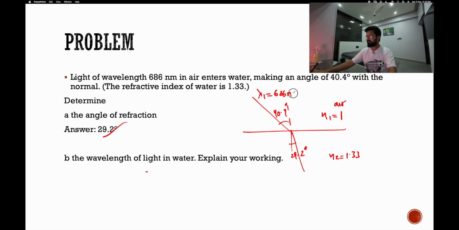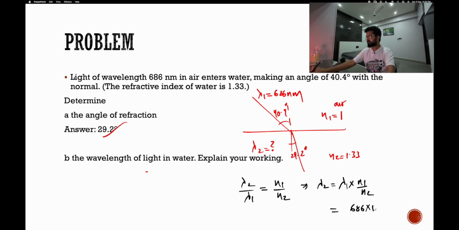So question is to find out what is the wavelength in water, which is considered to be lambda 2. So again using Snell's law, that is lambda 2 over lambda 1 is equal to N1 by N2. From this I can write lambda 2 is equal to lambda 1 times N1 by N2. Lambda 1 is given, which is 686. Nano is 10 power of minus 9 meters multiplied by N1 divided by N2. So if you simplify this, you must get 517 nanometers. Clear? That's the wavelength in water.